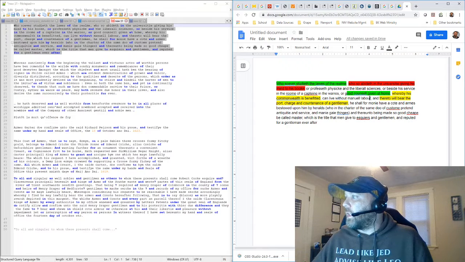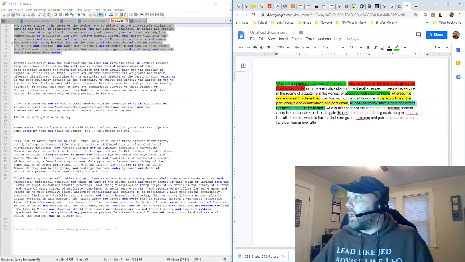Let's see. 'He shall for many have a coat of arms bestowed upon him by heralds.' I like that. 'Who in the charter of the same due of custom.' Yeah, no, I don't like that. We're going to nix that bit. 'And thereunto being made so good,' so I'm assuming maybe 'cheap'? So good cheap. I'm not sure what word that's supposed to be.